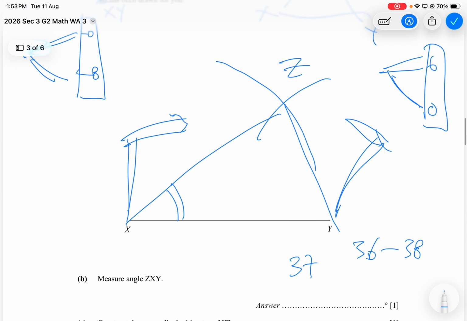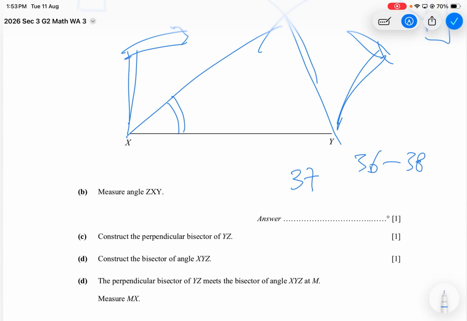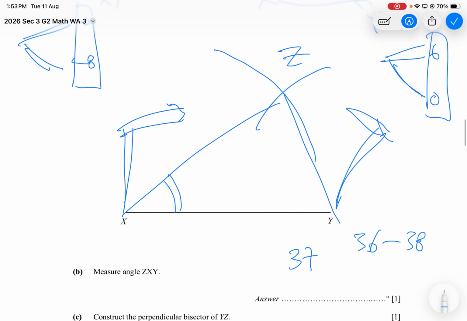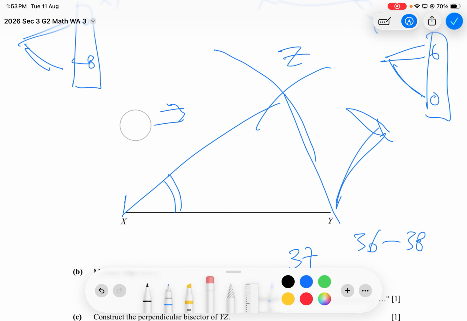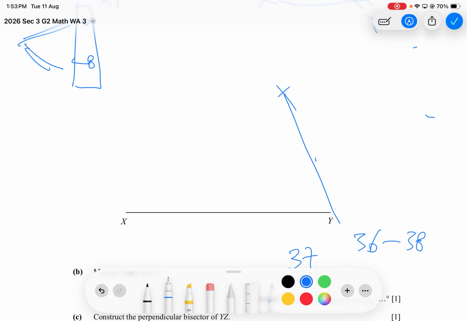Okay. Then you are asked to construct the perpendicular bisector of YZ. Then you only focus on YZ first. Meaning, there are a lot of other things here, I don't care, I focus on YZ. It is only a line with an end at Y and an end at Z. There are only two special points. I will put my compass at these two special points.